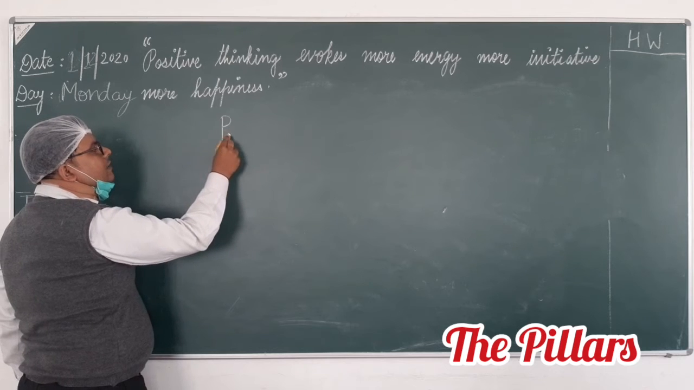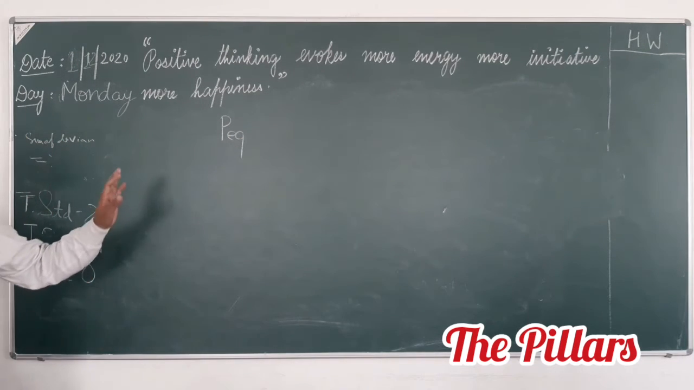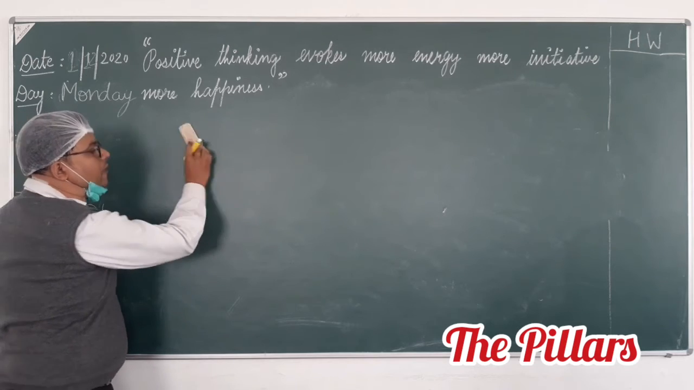P equivalent means combination of lenses we are talking about. Equivalent power of combination of lenses.